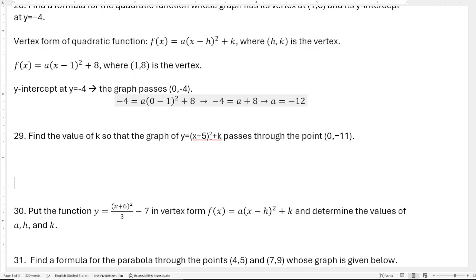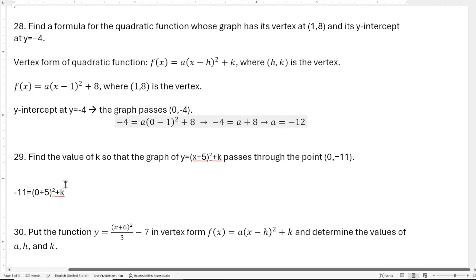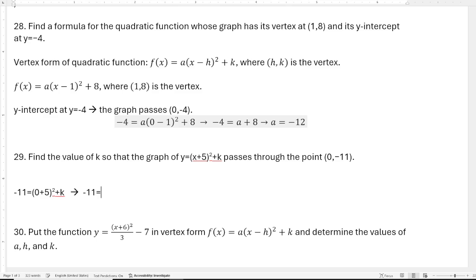Similar question, find the value of k so that the graph y equals (x plus 5) squared plus k passes through the point (0, negative 11). Well, we know that this graph passes through (0, negative 11), so x is 0 and y is negative 11. So that tells us that negative 11 equals 25 plus k, and by subtracting 25 from both sides, k is equal to negative 11 minus 25, which is negative 36.